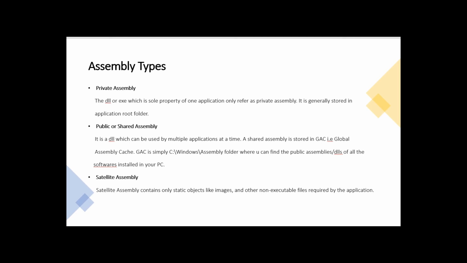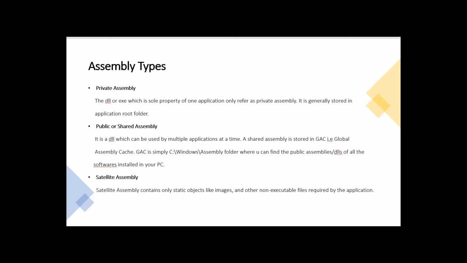Now we have different types of assembly as well. There are three types: private, public and satellite assembly. A private assembly is a DLL or exe file which is the property of only one application. It is generally stored in the application root folder.